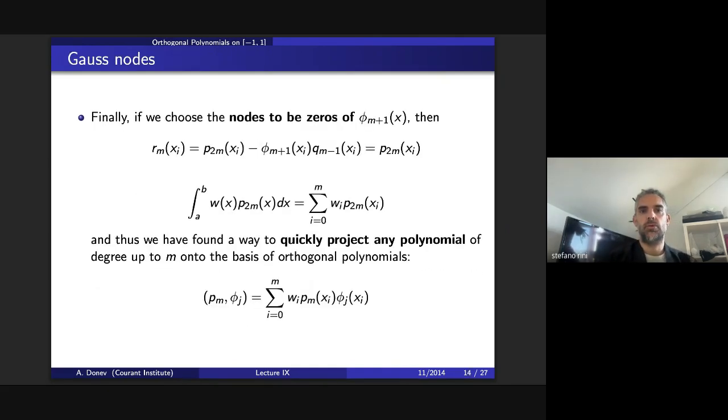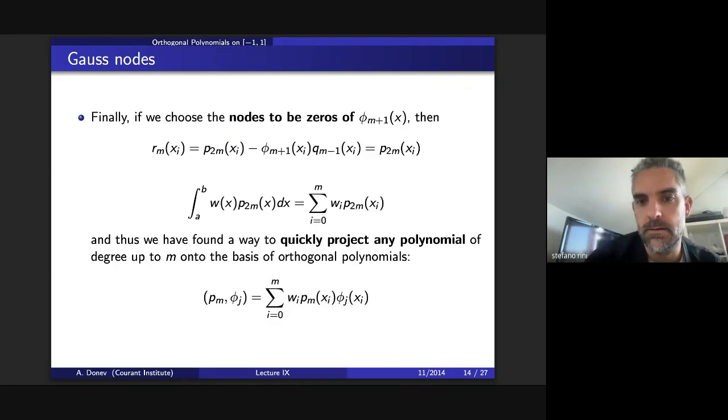So we need to choose the nodes at which we want to do this, and if we choose the nodes to be the zeros of the polynomial phi m plus 1, then we are evaluating this remainder at these points that are the zeros of phi m plus 1. So this term goes to 0, and we're just left with this. The final result is that this integration is equal to the sum of omega i times p_2m of xi.